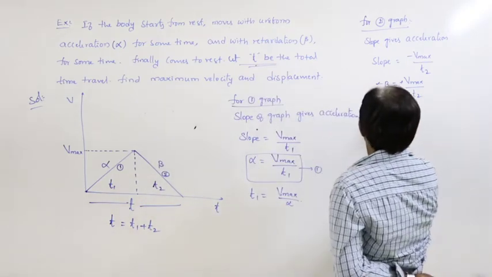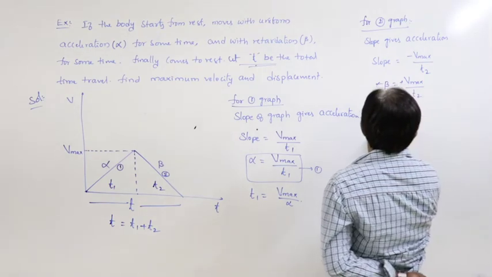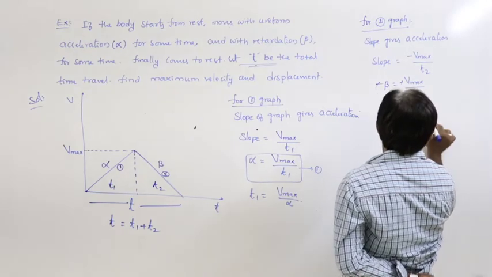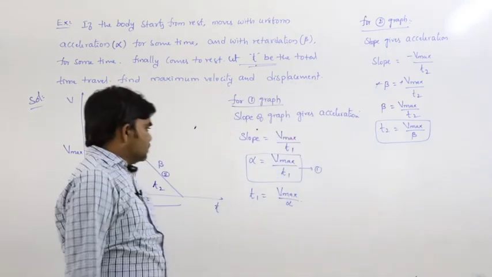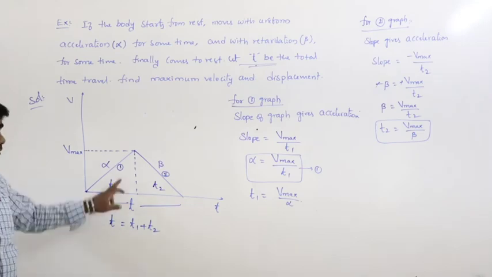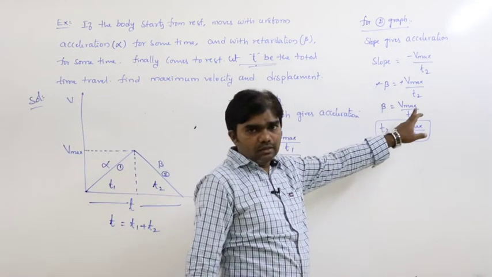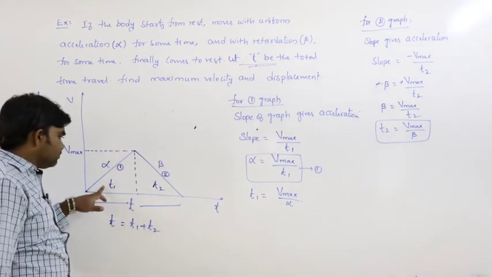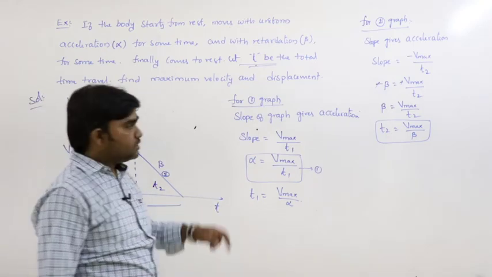So beta is equal to v maximum by t2. From this, t2 is equal to v maximum by beta. So we are calculating the slopes of the two graphs. Slope of the first graph gives alpha, slope of the second graph gives beta. For both, it is y component by x component. Here the y component is v maximum and the x component is t1. Here also the y component is v maximum and the x component is t2.